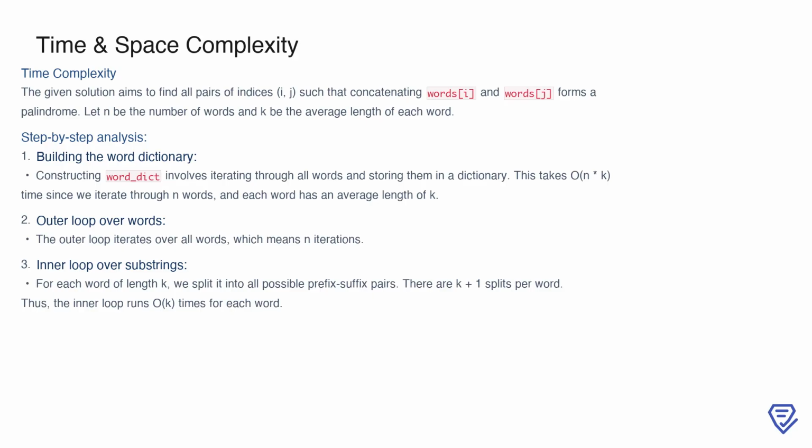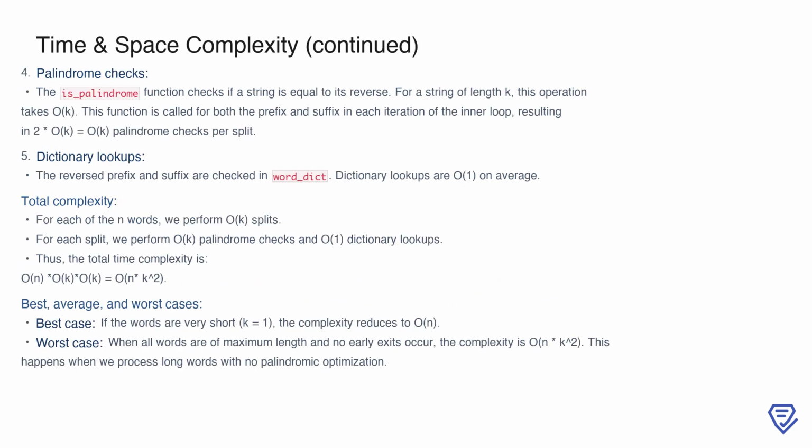Within each iteration, we split the word into all possible prefix-suffix pairs. For a word of length k, there are k plus 1 possible splits, so the inner loop runs O(k) times for each word. These steps are the foundation of how the solution iterates through the input efficiently. Now, let's consider the palindrome checks and dictionary lookups.